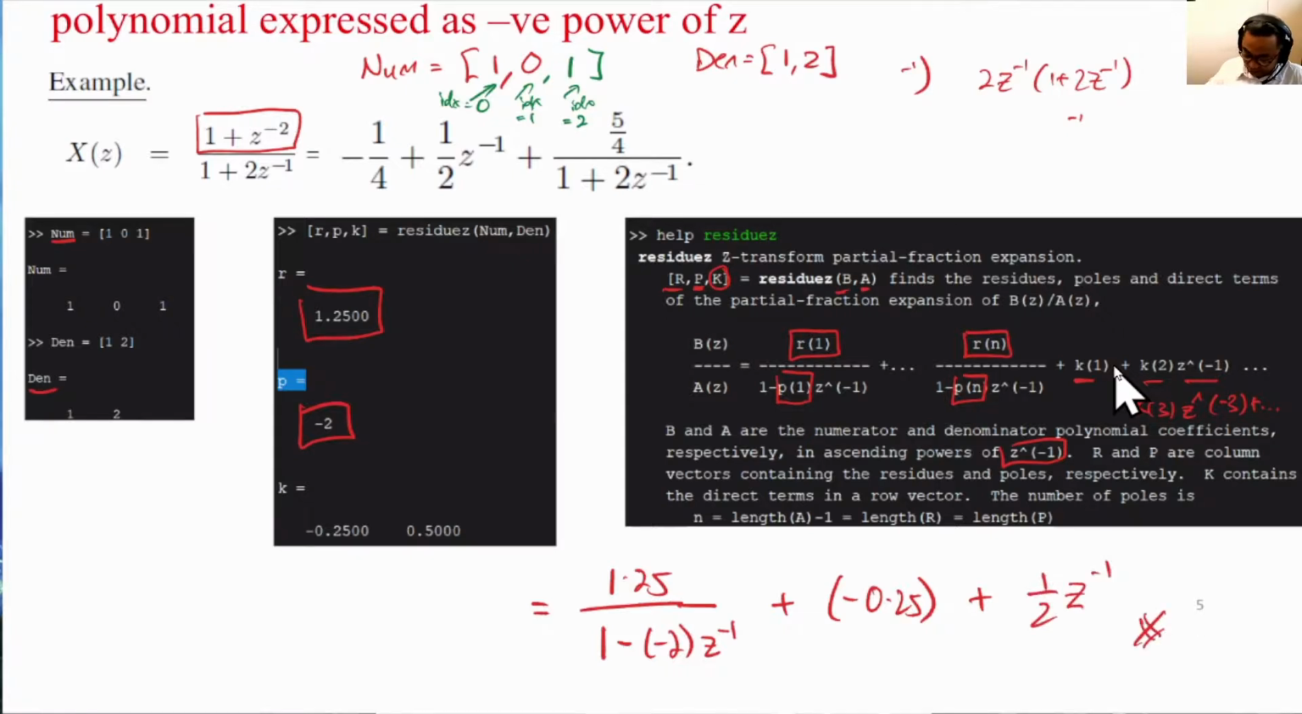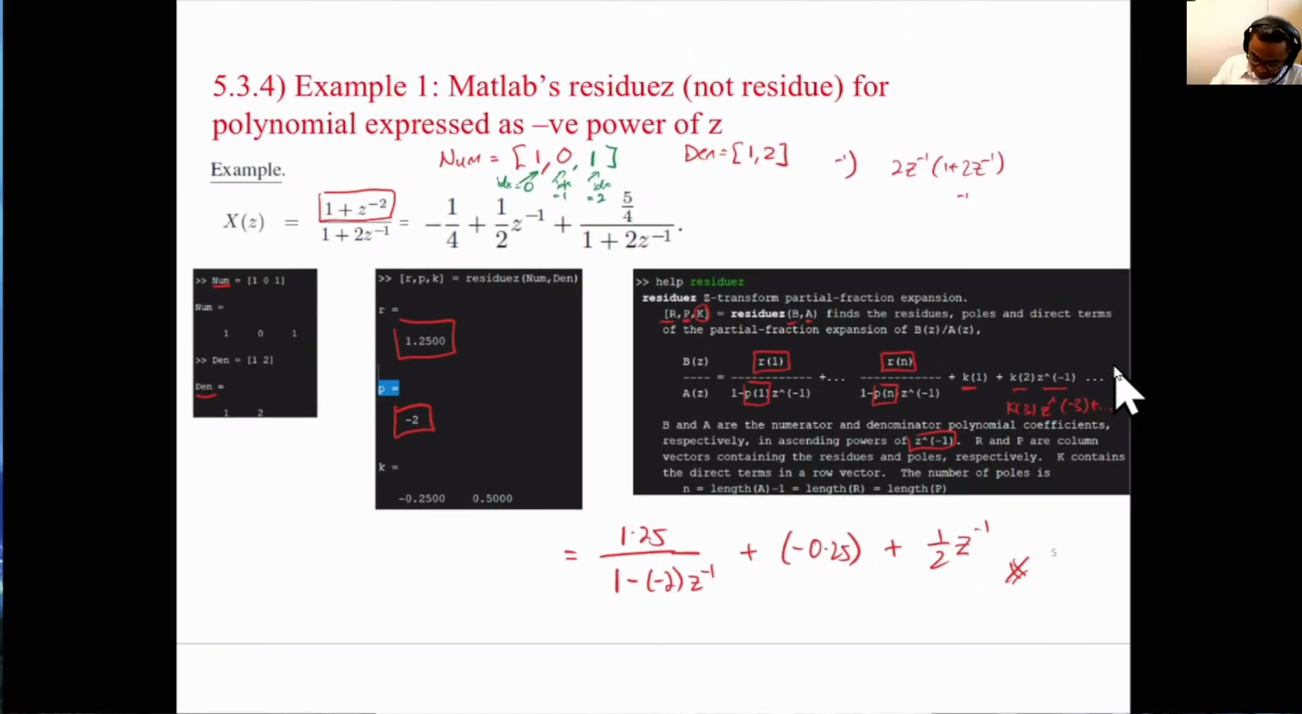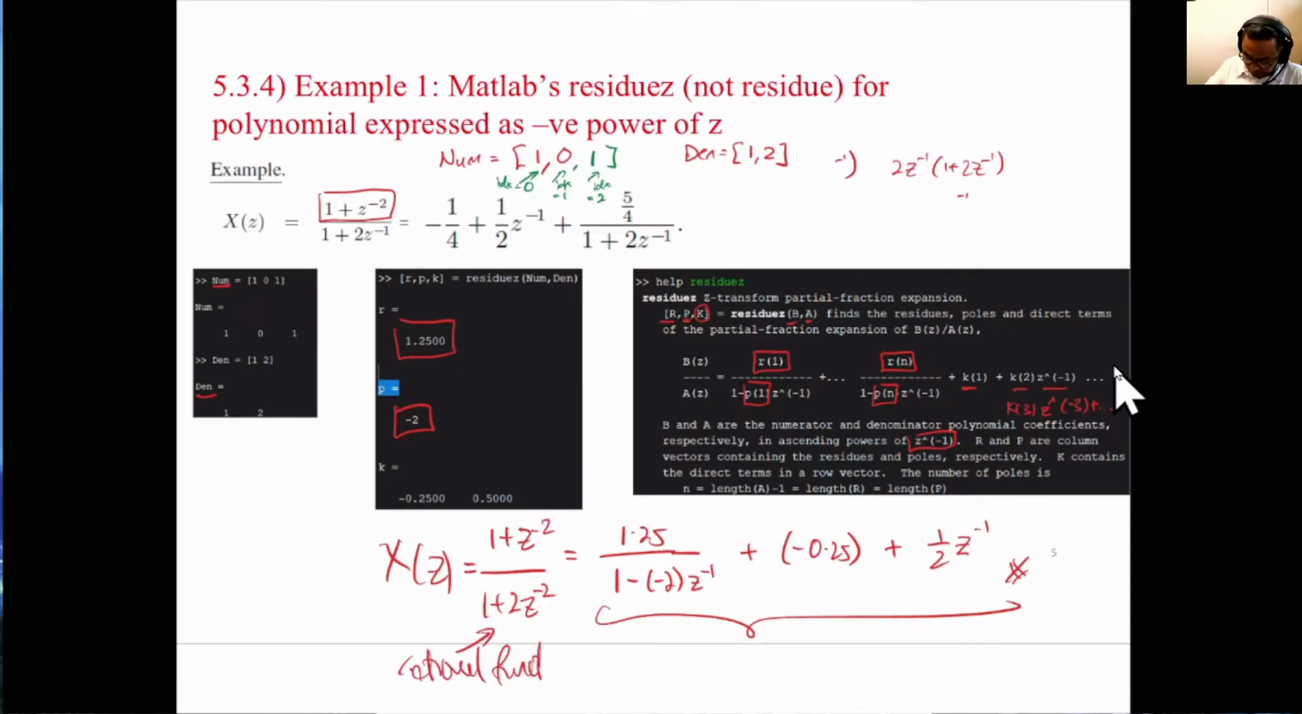So this is the answer for X of z equals to 1 plus z minus 2 over 1 plus 2z minus 2. So it converts a rational function into a partial fraction expansion in all these forms. And in all these forms, I can then perform the inverse z transform.